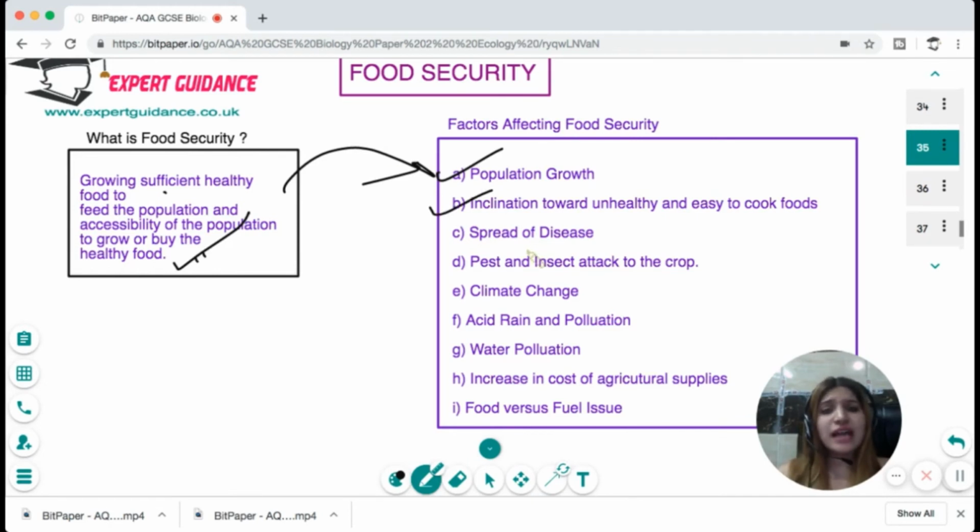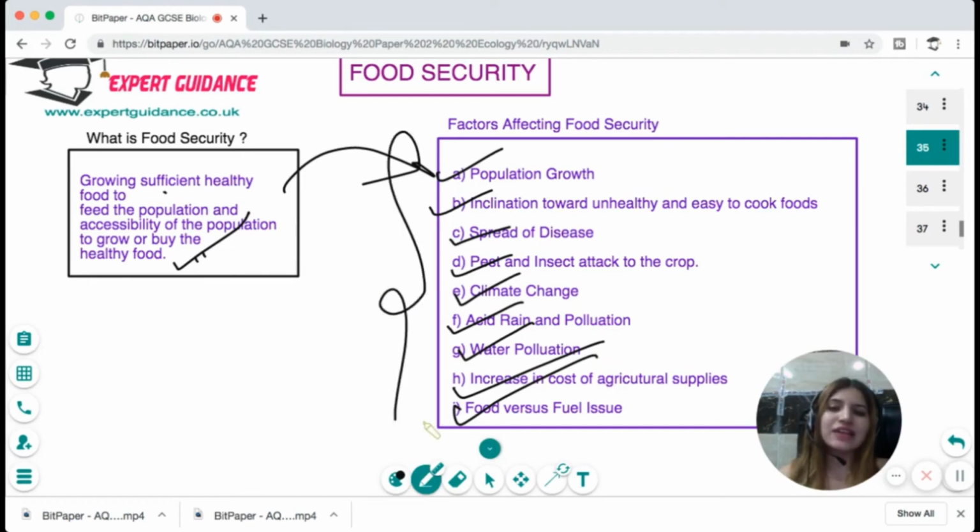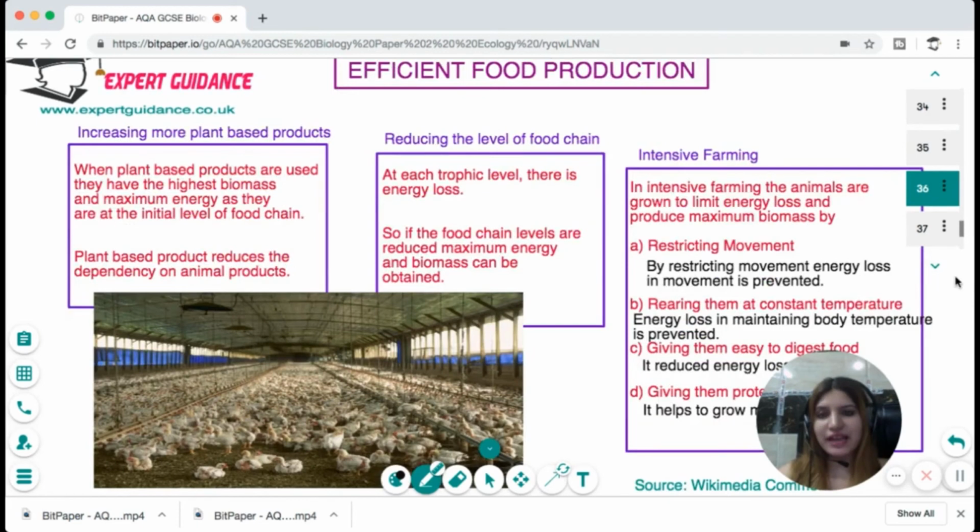Inclination towards unhealthy and easy to cook food, junk food, spread of diseases, pest and insect attack to the crop, climate change, acid rain and pollution, water pollution, increase in cost of agriculture supply, and the food versus fuel. These are all the factors that are affecting food security, and you should know and elaborate all these factors.